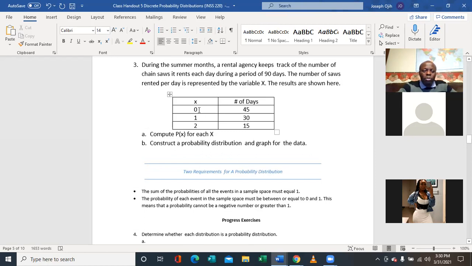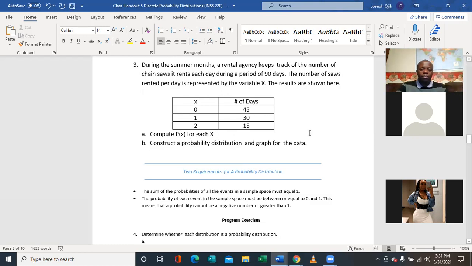Where no chainsaw was rented, that's zero. For 45 days, they did not rent any chainsaw. Then for one chainsaw rented, for 30 days, they rented only one of them. And for 15 days, they rented two of them. It says compute P(x) for x. P(x) means the probability. And then construct the probability distribution and graph the data.